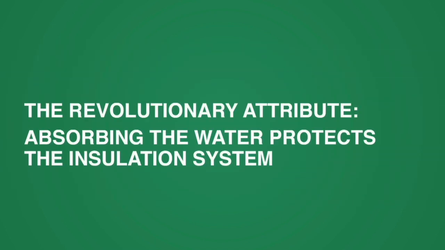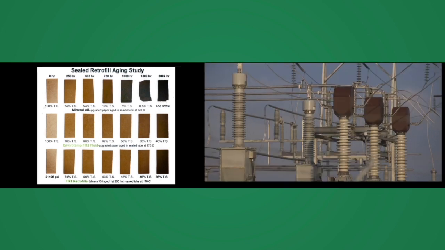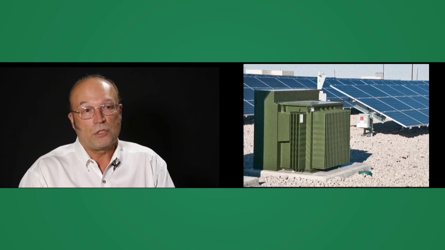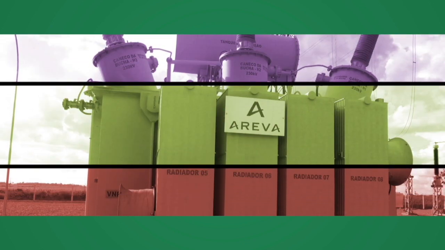A very key attribute of FR3 fluid is its ability to absorb water from the insulation system of a transformer. The solid insulation in a transformer made from cellulose is what determines the life of the transformer. So anything we can do to protect the solid insulation, we're protecting the transformer. Now, one of the very damaging things about operation of a transformer to the solid insulation is the generation of water in the cellulose during thermal breakdown.